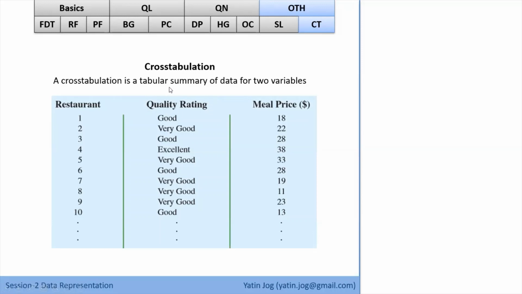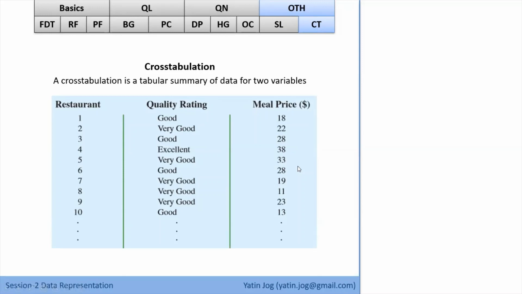Now in this case, quality rating is a qualitative variable. So I can say these are ordinal variables: good, very good, excellent. And meal price is a quantitative variable. Because it is price currency, it has to be ratio type of variable. So I have one ordinal variable and I have one ratio type of variable.